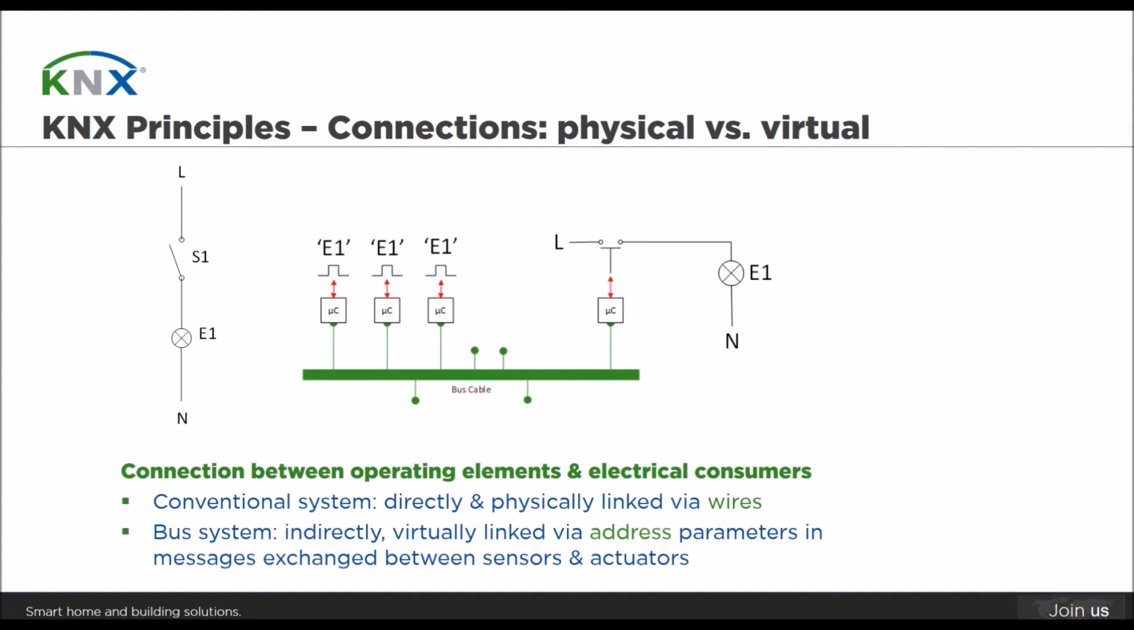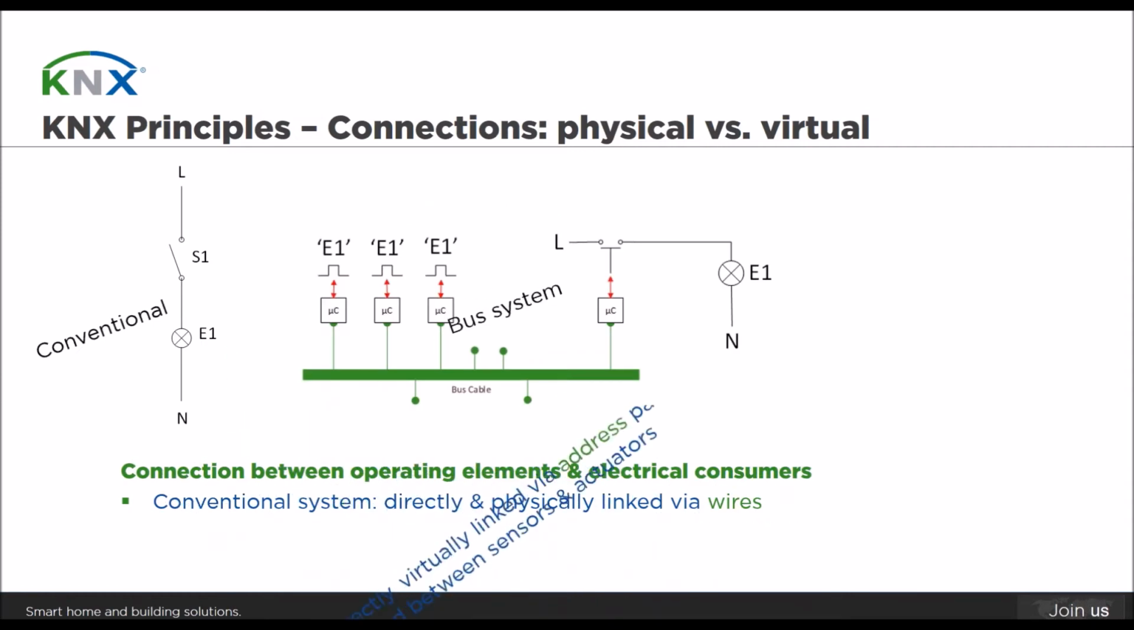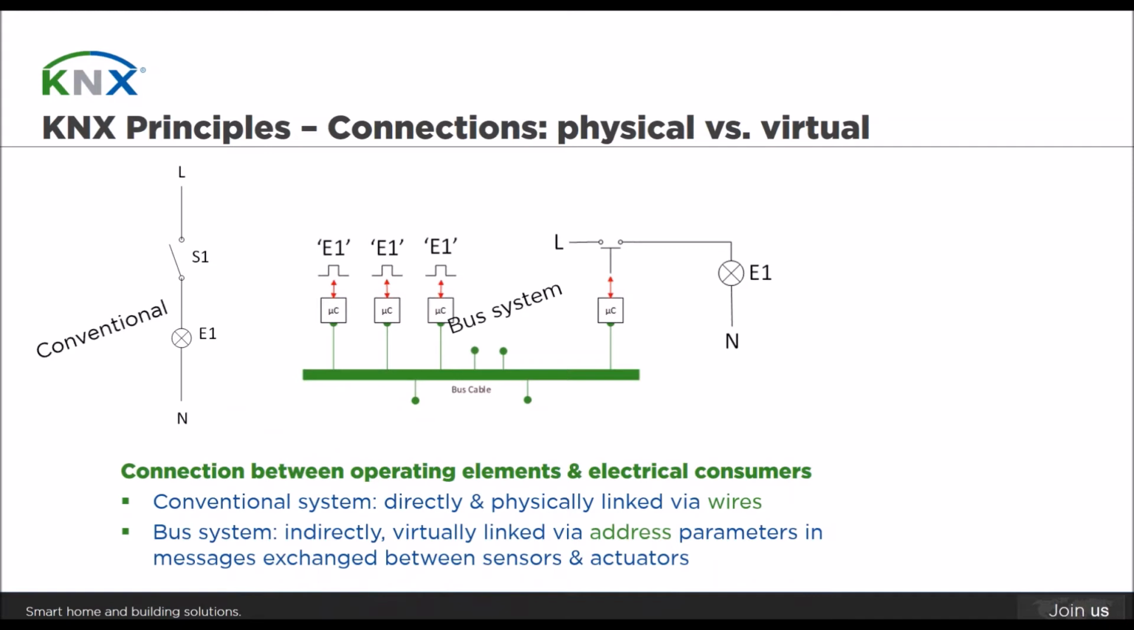So to make a comparison, looking back at conventional systems, we can say that for a conventional system, the operating elements and the electrical consumers are directly and physically linked via wires. In a bus system, the operating elements are called sensors, and the electrical consumers connected via the actuators are indirectly or virtually linked via address parameters in messages that are exchanged between these sensors and actuators.